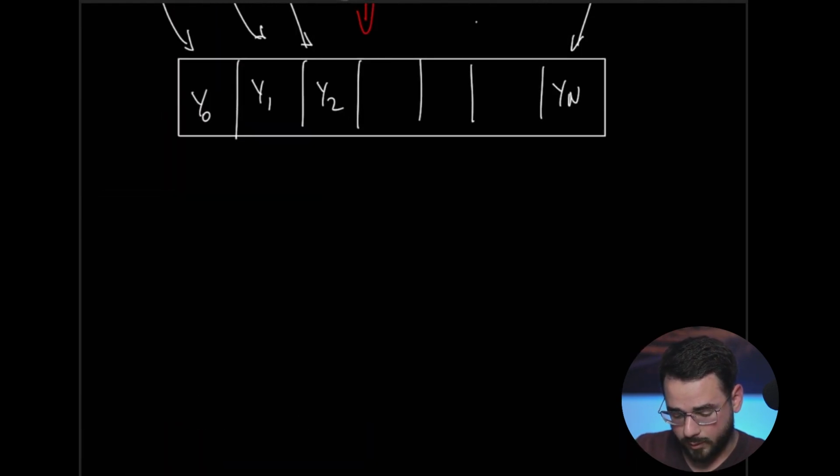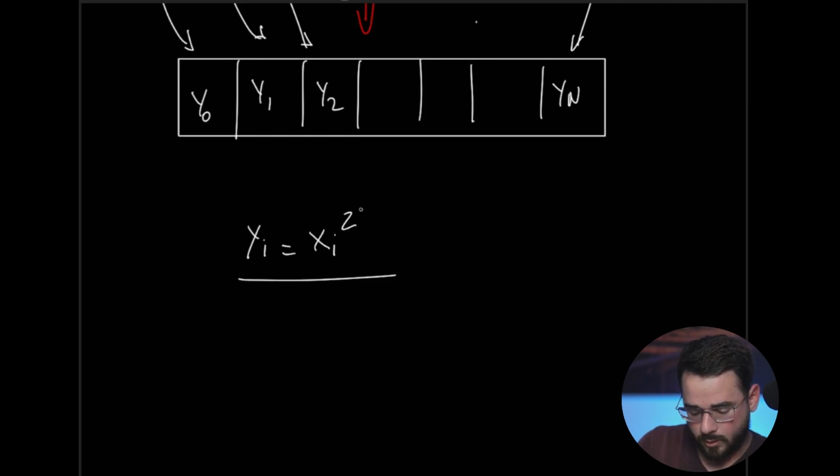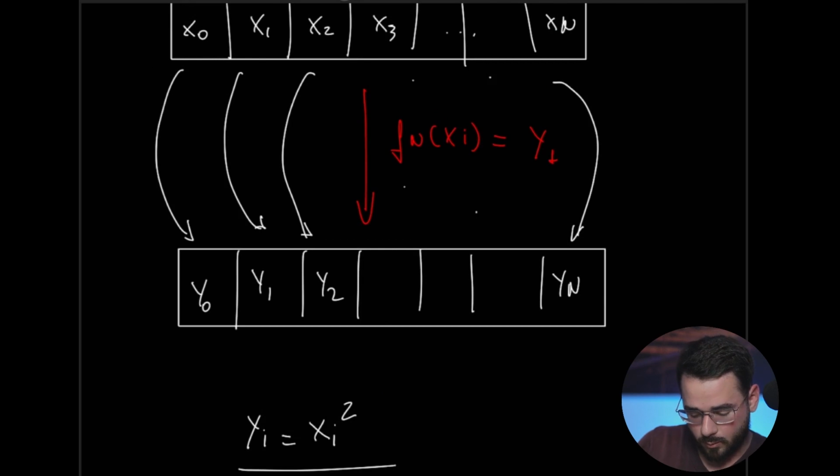An example of data transformation is if yi equals xi squared. So for every element, we would apply a function of x that equals x squared. Of course, over all the elements, then we have a new range.